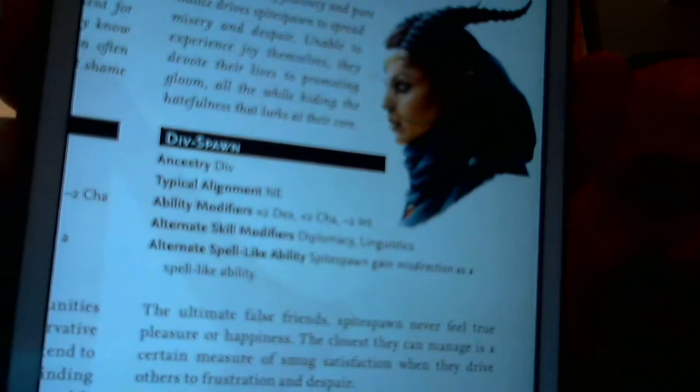You have the Devil Spawn, which get +2 con and wisdom and -2 charisma. And the Hell Spawn have pyrotechnics. Now it's funny that they took away from the charisma and then gave them diplomacy as a class, innate class ability. The Div Spawn, so the evil Jinn, so the Ifrit type of divs. They get the +2 dex, the +2 charisma, the -2 intelligence, but they gain misdirection as their ability.